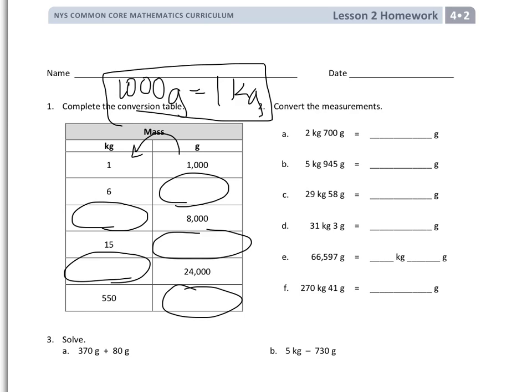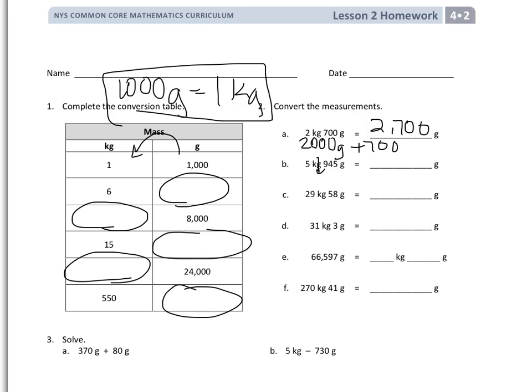For the converting measures, what we practiced in class was changing, in this case, the kilograms into grams, using that understanding that 1,000 grams are in every kilogram, and then combining it with the grams that are listed in the problem. So for this first one, we'd see 2 kilograms. Underneath, students may want to write that as 2,000 grams. It's a conversion. Plus the 700 grams mean that there's a total of 2,700 grams.